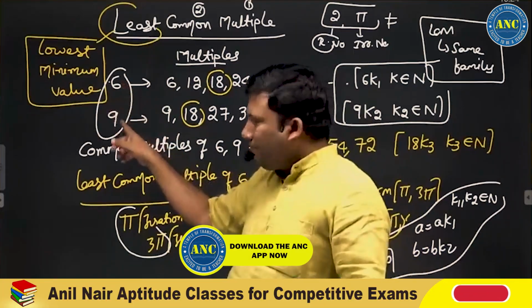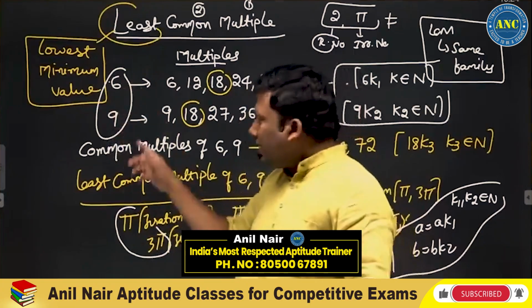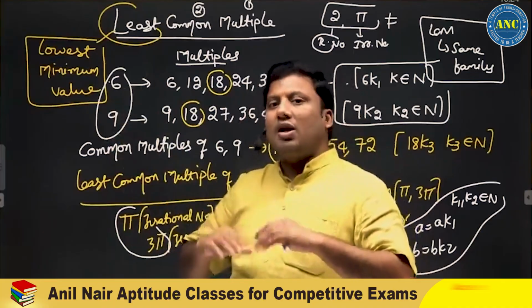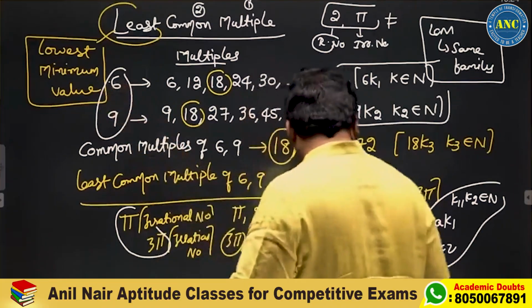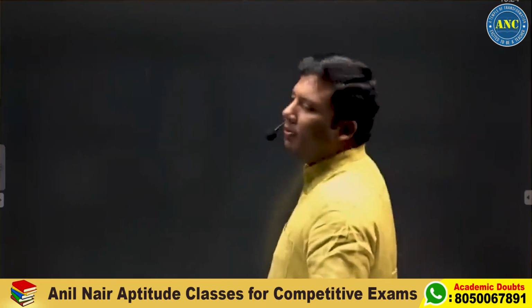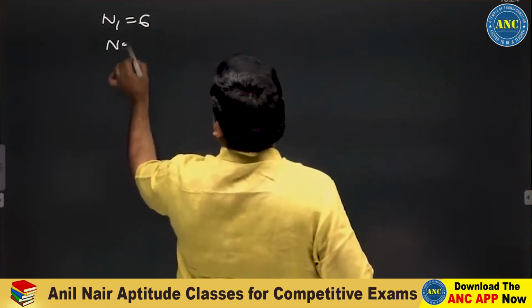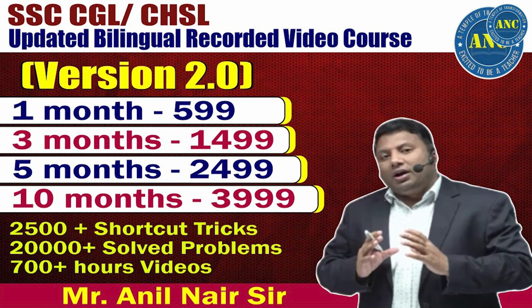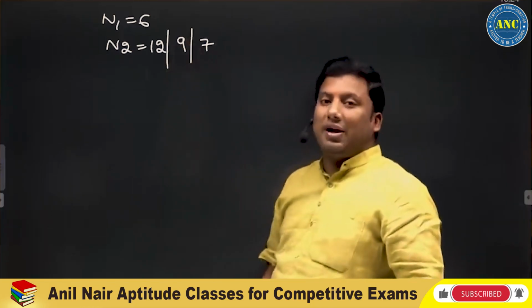Suppose I took a number. The second number could be a multiple of the first number, yes or no? Or the second number is not a multiple of the first number. Suppose the first number N1 is 6. N2 can be 12. 12 is a multiple of 6. 9 is not a multiple of 6. Or I can take 7. 6 and 7 are co-prime numbers.